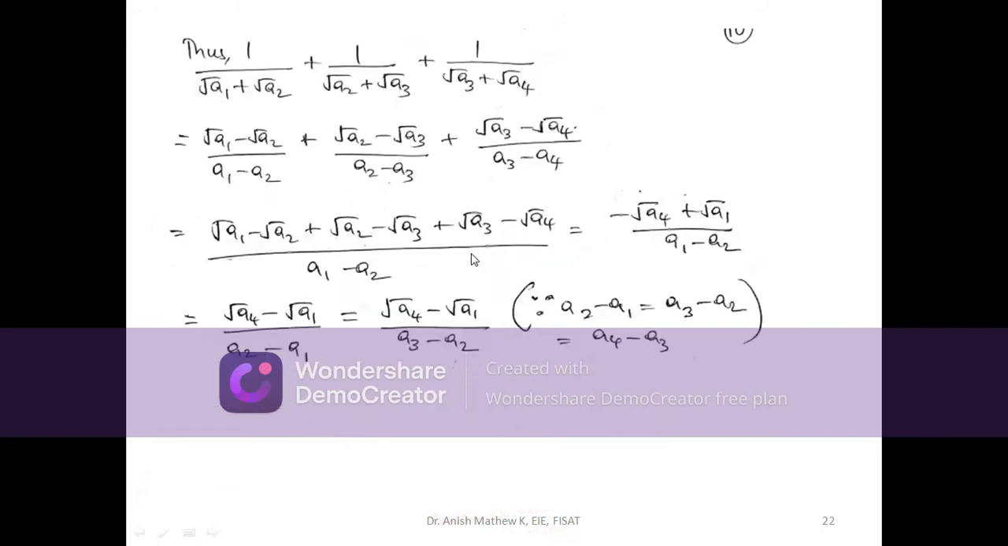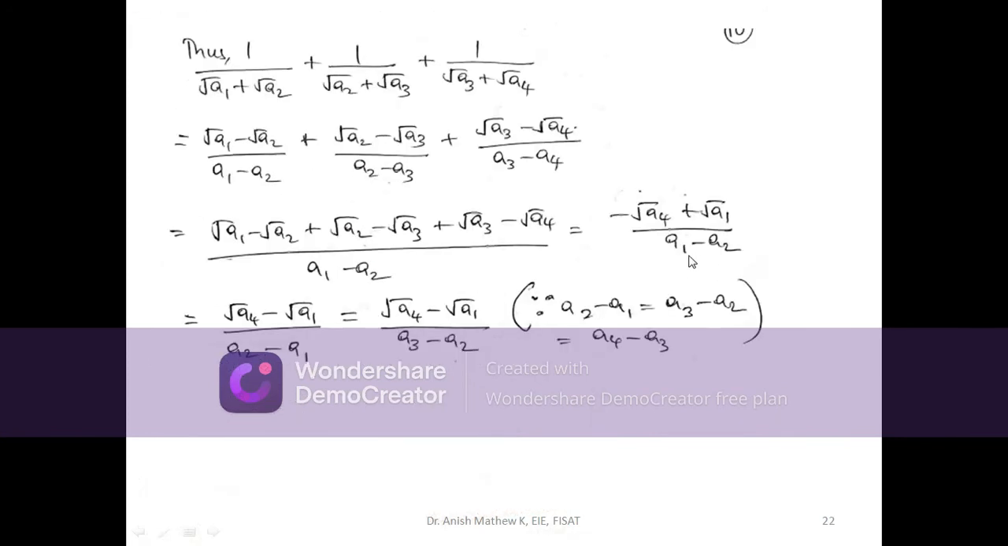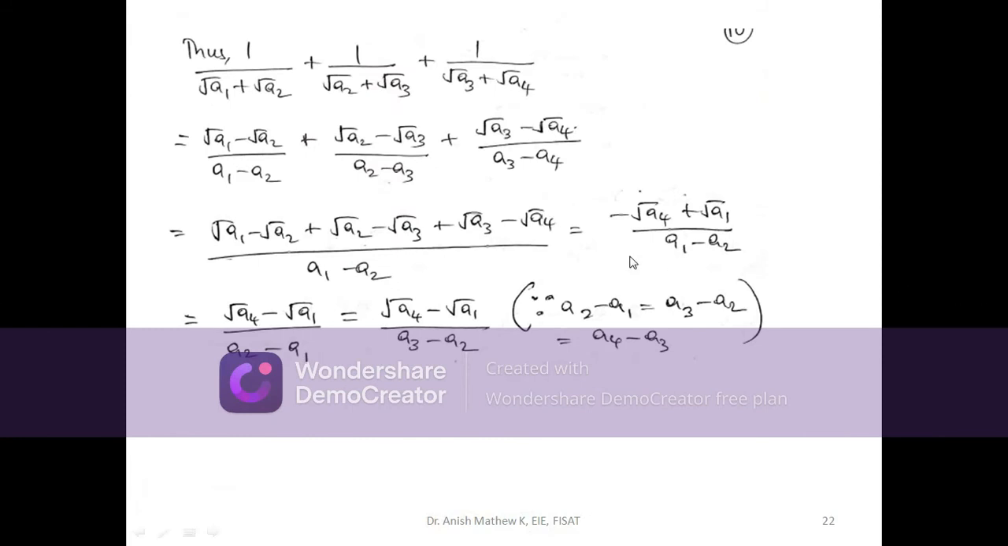So you can see the options here. We will rearrange this. This is the answer, but in our options it is not seen. But A1 minus A2 is equal to A2 minus A3 equal to A3 minus A4, so this term can be rewritten using A2 minus A3 in the denominator, since A1 minus A2 equal to A2 minus A3.